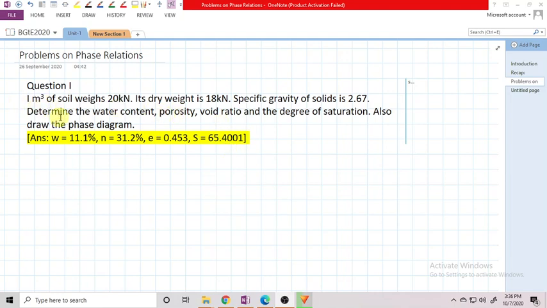Before going through this lecture, you must be very thorough with all the previous lectures I discussed, like all the phase relations, definitions, and those derivations. All the formulas you should remember. Then only you will appreciate these problems. Otherwise, you can't appreciate. Okay, so let's start with problem number one.